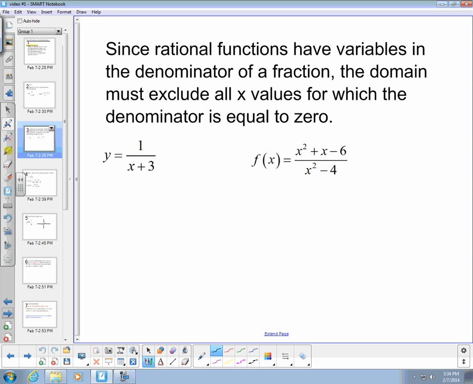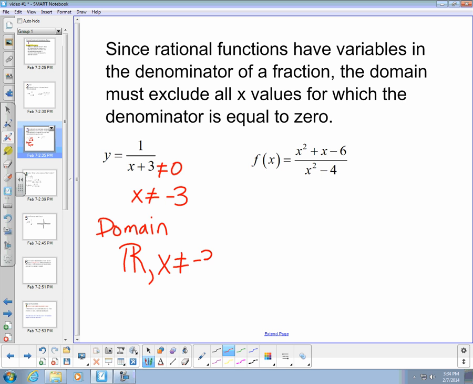Since rational functions have variables in the denominator of the fraction, the domain cannot include any x values that will make your denominator equal to 0. So let's look at those same 2 examples that we just had. Y equals 1 over x plus 3. I can't let the denominator equal 0. So what number can I not use for x because it'll give me 0 in the denominator? Well, this is telling me that x cannot equal negative 3. So the domain would be all real numbers except negative 3.